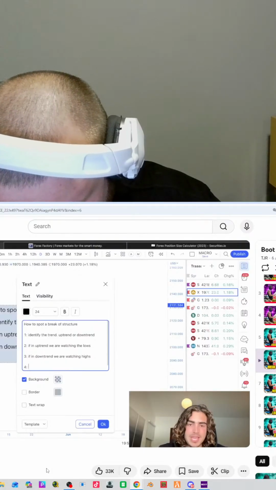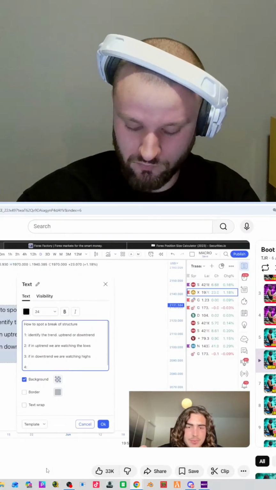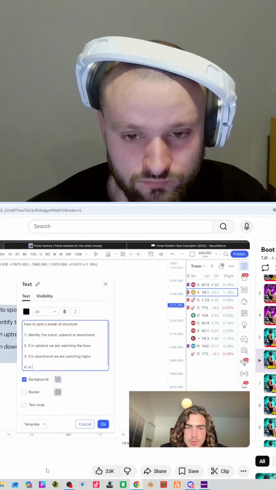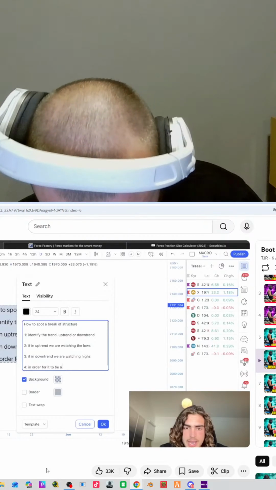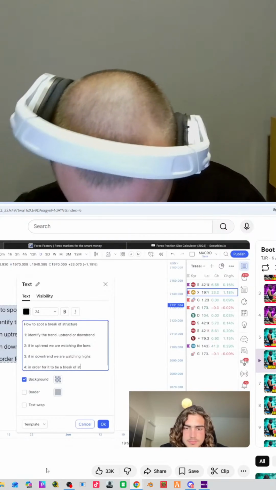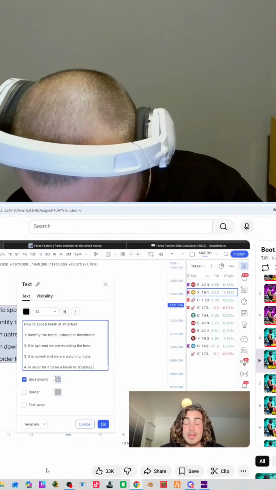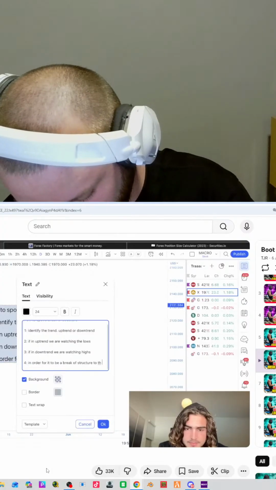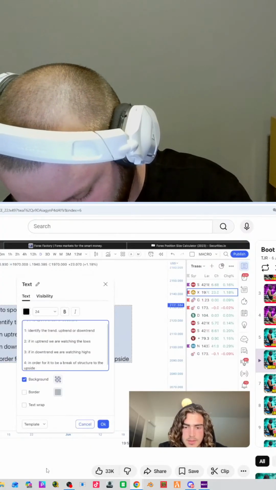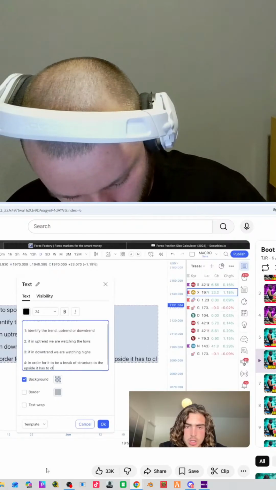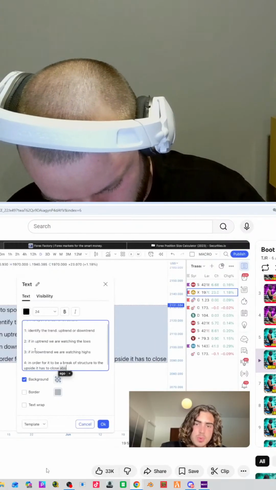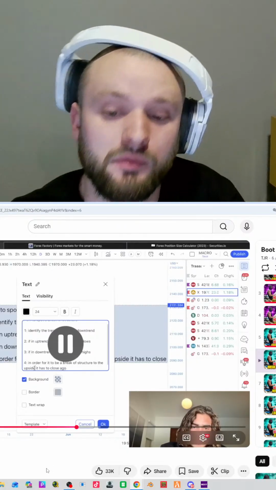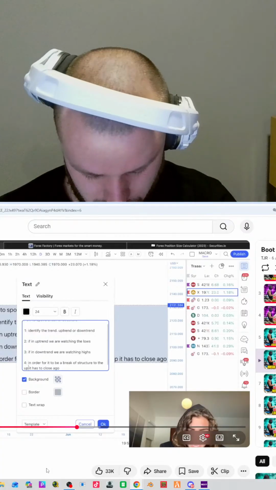Number four. Once you identify the trend, we figure it out. In order for it to be a break of structure to the upside, it has to close above, or actually, we'll make this be a break of structure to the downside because we talked about we're watching lows. I don't want to confuse you guys.